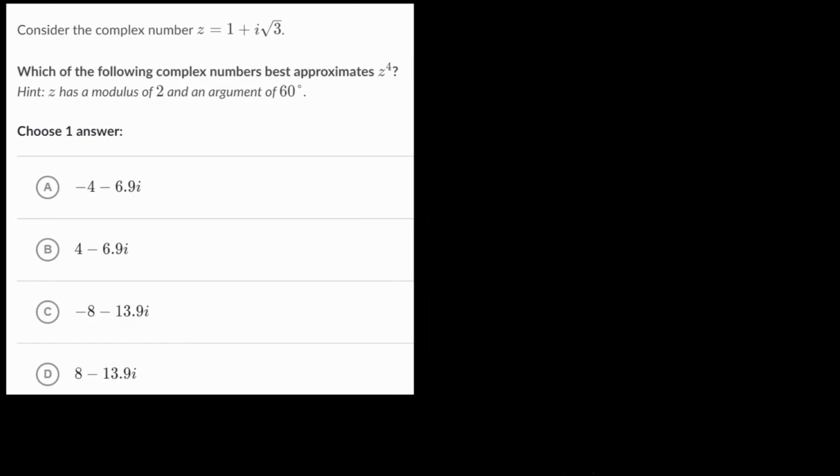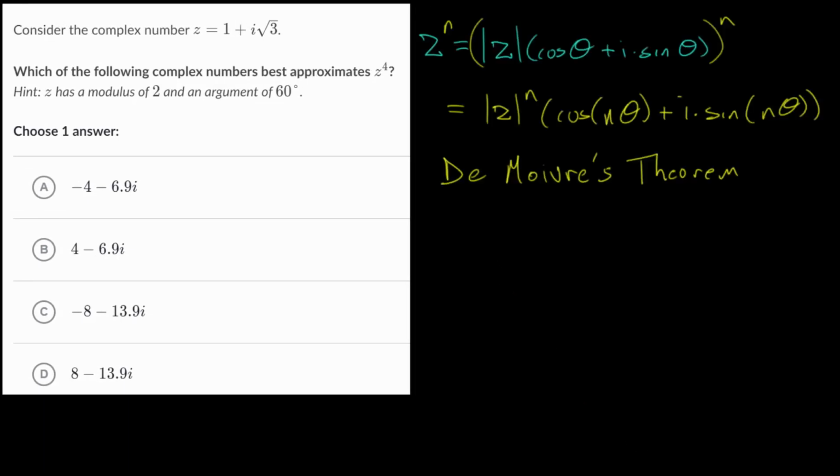Let me scroll a bit over and paste the formula back in so that we can use that as a guide. We're told that we need to take this complex number z and raise it to the fourth power, and we're told its modulus and its argument. So let's start by writing z in its polar form as 2 multiplied by the cosine of 60 plus i times the sine of 60 degrees.